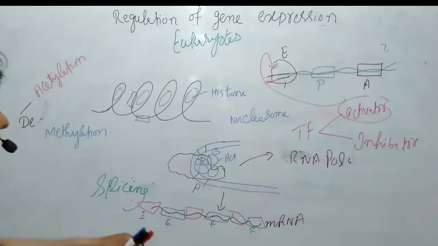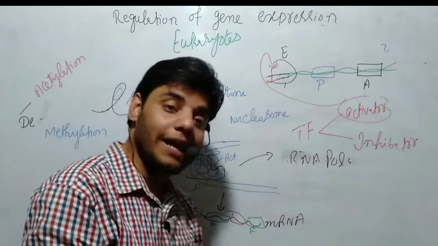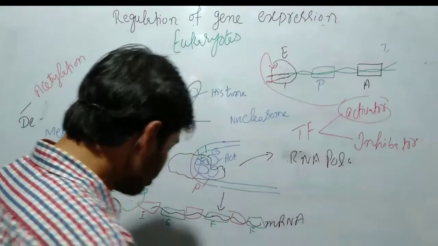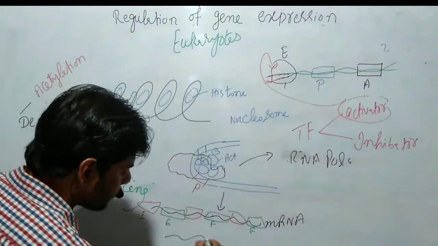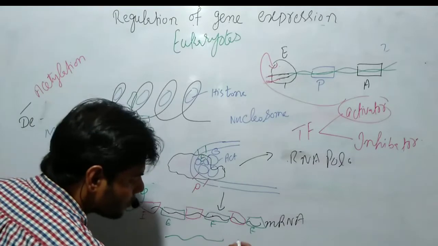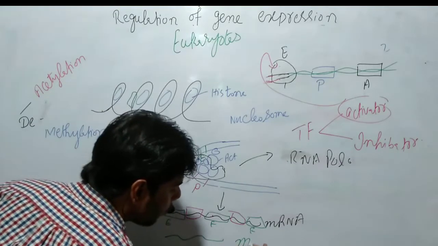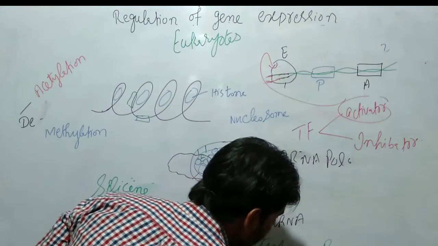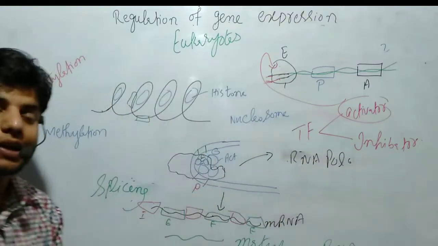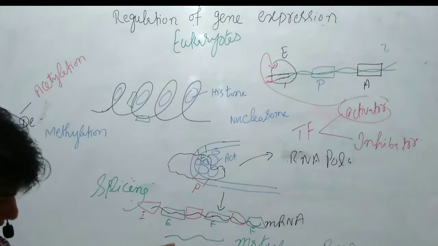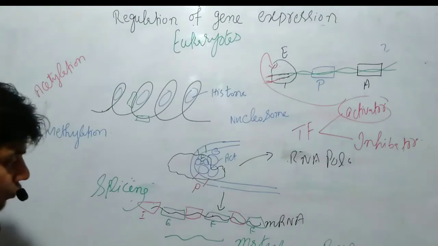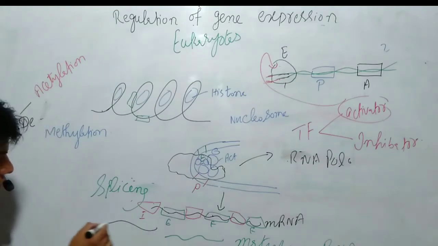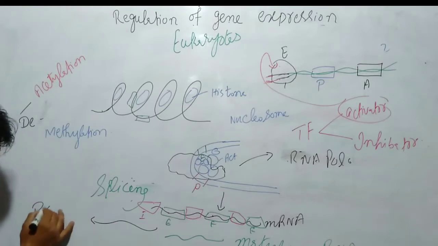So through splicing, the intron portion will be removed and the exon portions are connected to each other. When the exon portions are connected to each other, we call that mature mRNA. So then we get the mature mRNA, and it will be converted into a protein. So we get a protein.